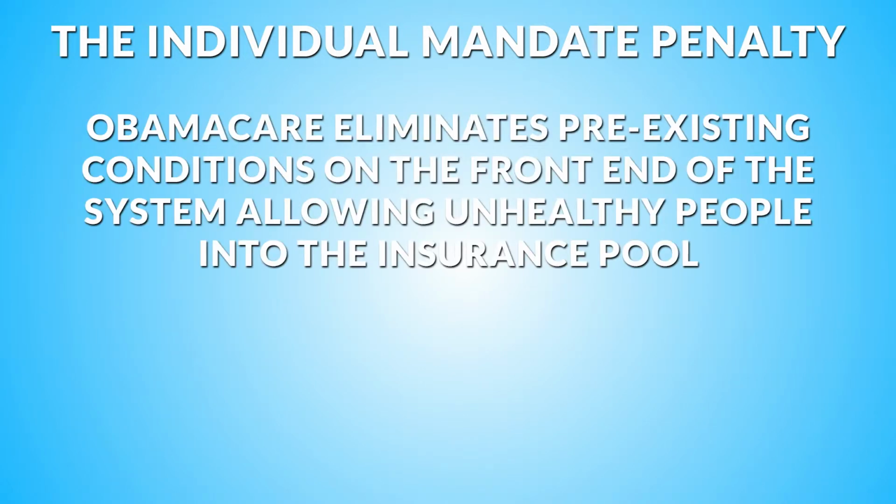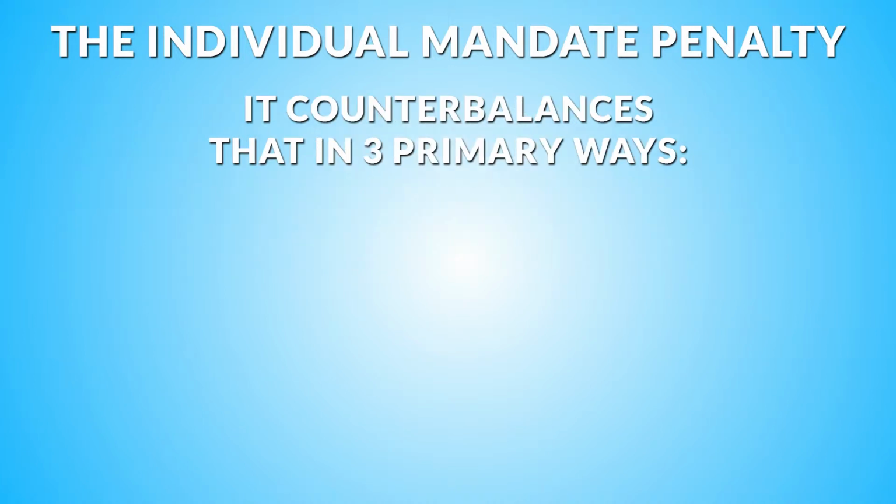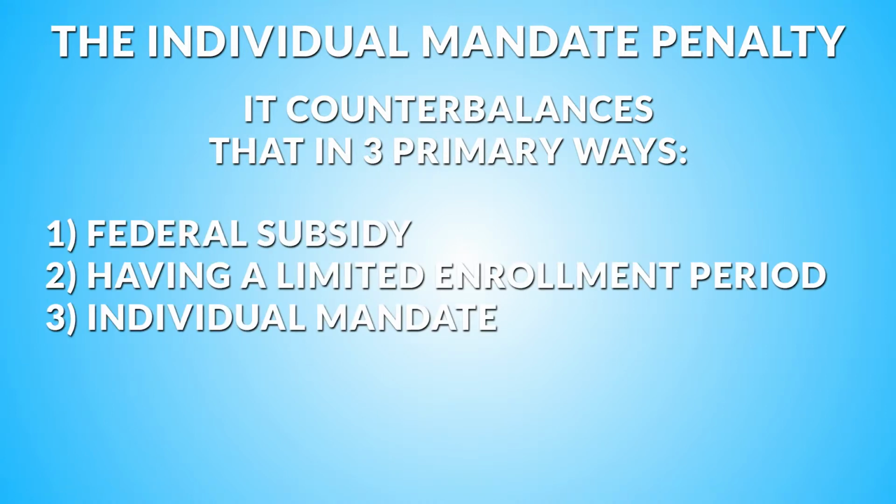Obamacare eliminates pre-existing conditions on the entry end of the system, allowing unhealthy people into the insurance pool, and so it counterbalances that in 3 primary ways. The federal subsidy, having a limited enrollment period so that you can't just sign up on your way to the hospital when you get hurt or become sick. And number 3, the individual mandate, which requires you to get health insurance or be penalized.